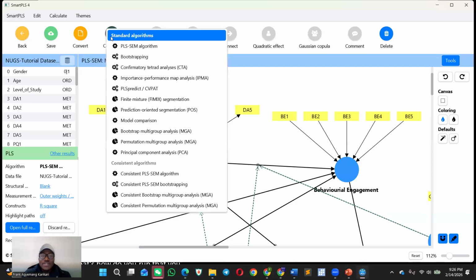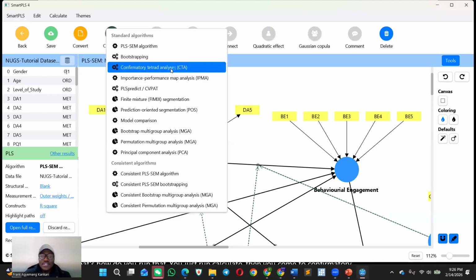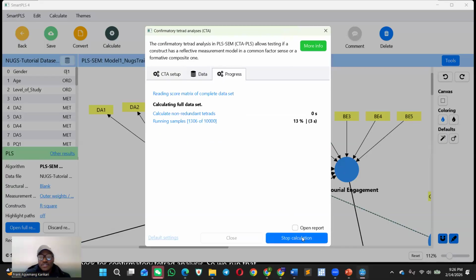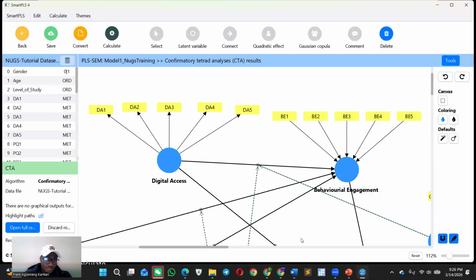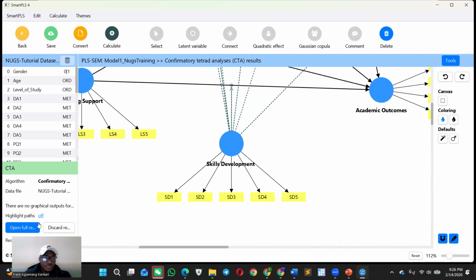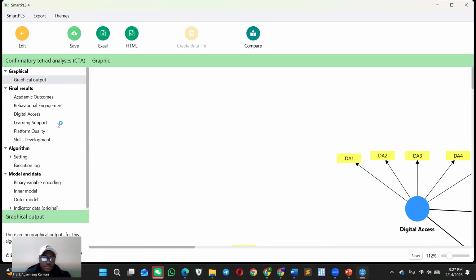You just run Calculate, then you come to confirmatory tetrad analysis. So ideally, when you start, aside from your theoretical reasoning, this is one of the very first things you're supposed to have done. Check for confirmatory tetrad analysis. So you run that, and then calculate. So let's go to open full report.